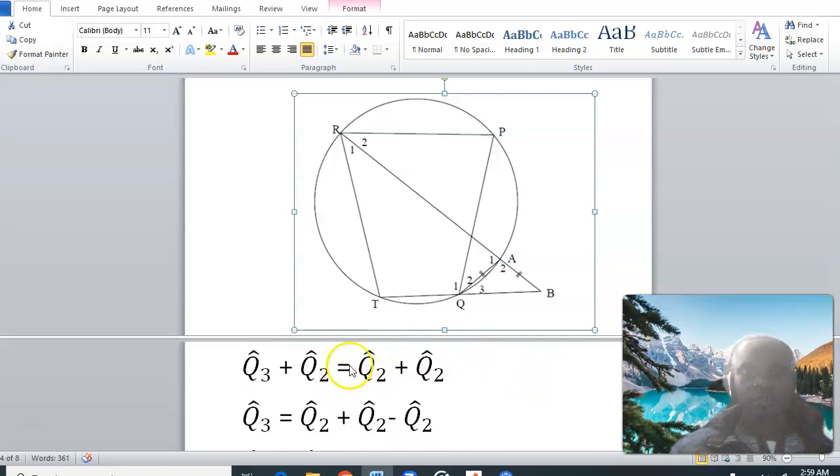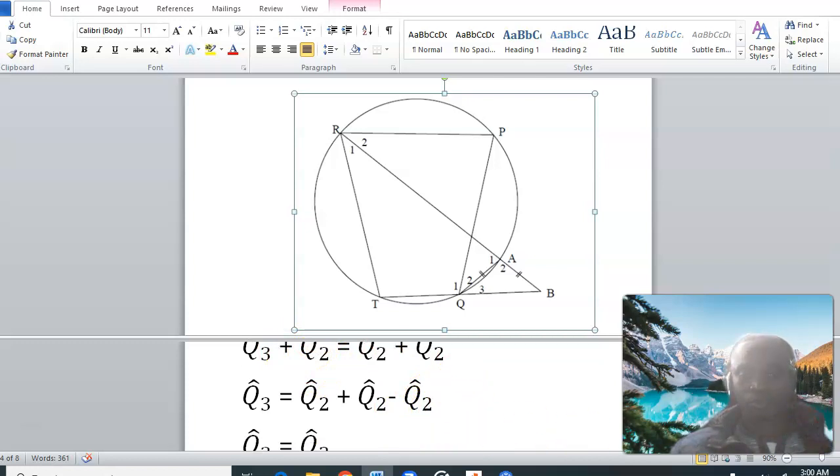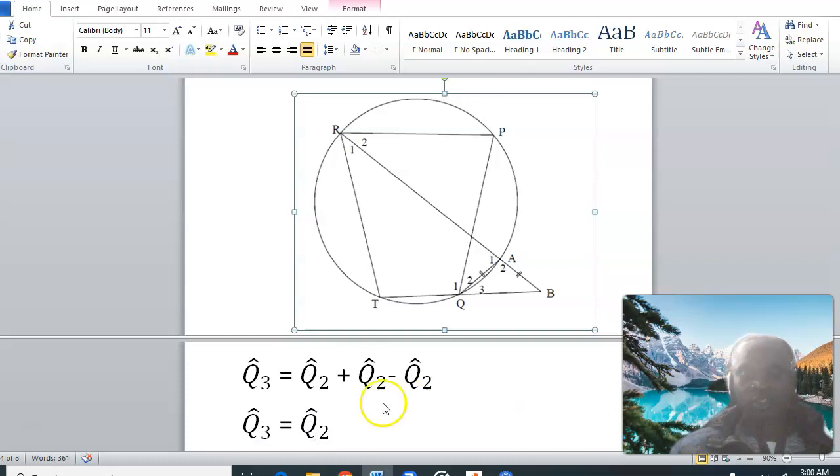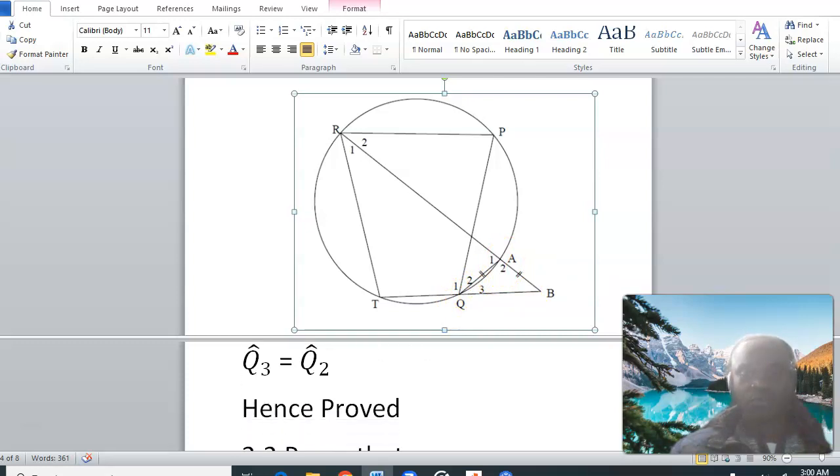Then you can transpose this Q2 to this side. It's going to be minus Q2. So Q3 is equal to Q2. So it means QA bisects Q. We have proved.